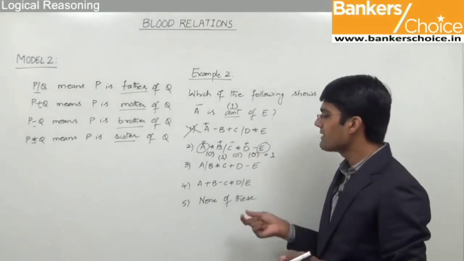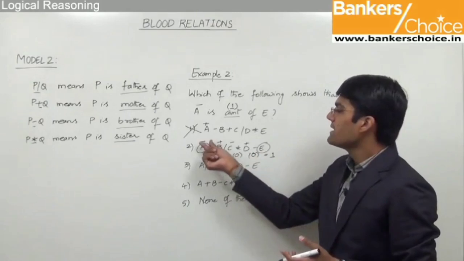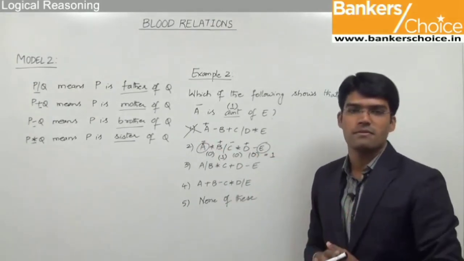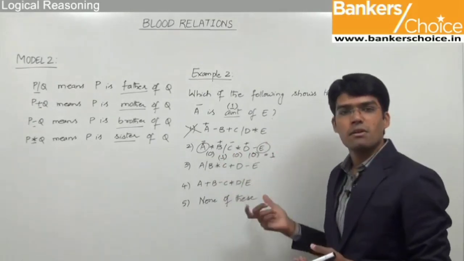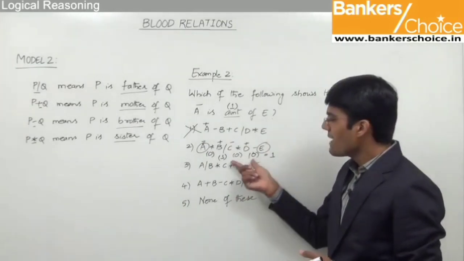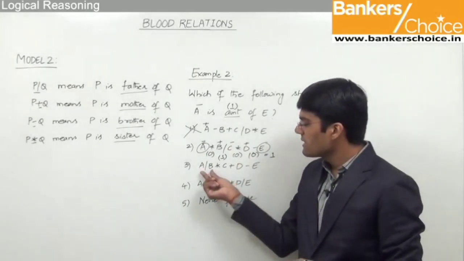But before we mark this as the answer, we also need to verify the remaining options. Why? Because with a generation gap of 1 and the gender of female, there are different types of relationships possible. A can be aunt of E, A can be mother of E, A can be mother-in-law of E, and so on. So before we mark this as the answer, we should verify the remaining 2 options. So let us look at option number 3 now.